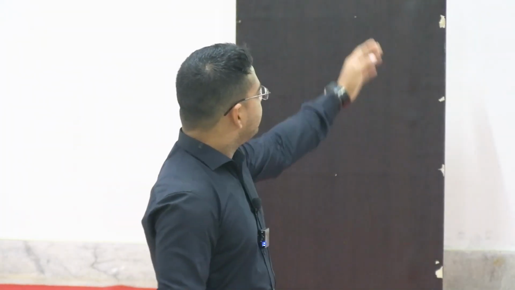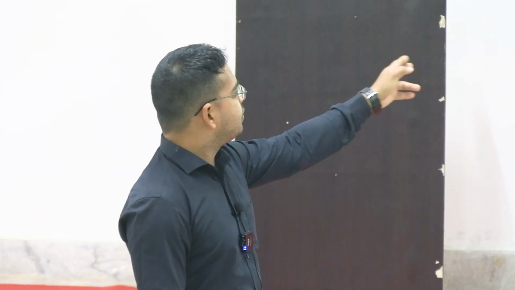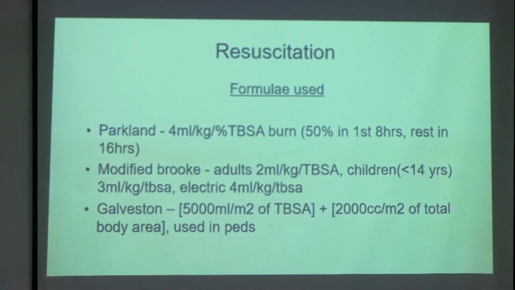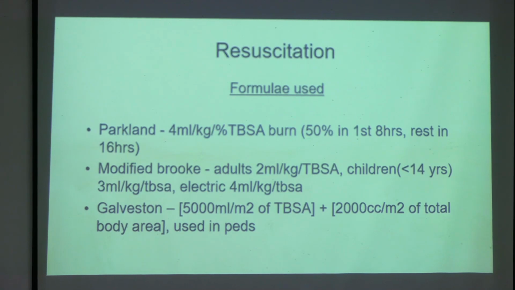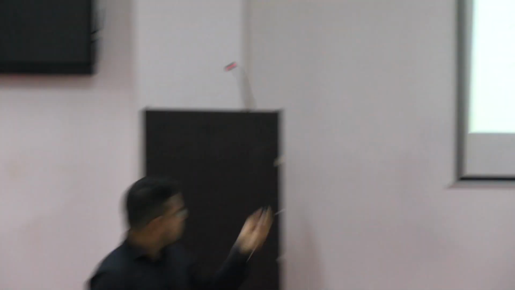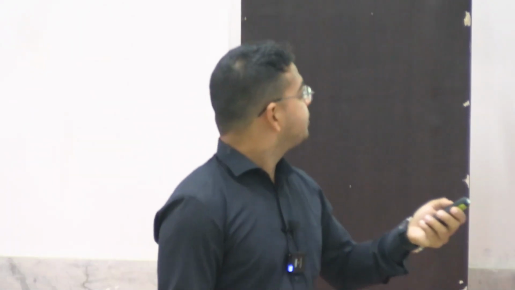Modified Brooke is just half of what is in Parkland. So you see, in modified Brooke, in children less than 14 years, we give 3 ml per kg per total body surface area of burn, and in the electric one, we just double it. We make it 4. So just know the formulas in exam. No need to go into the very details. There are a lot of calculations.